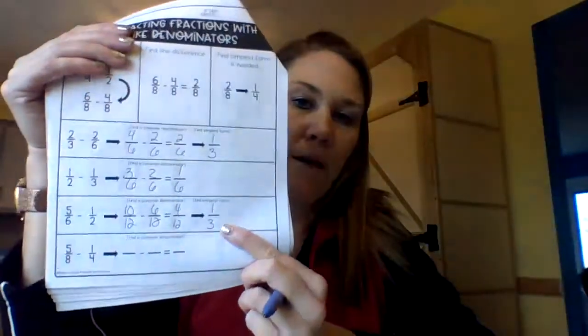Well, 2 times 6 is 12, so 1 times 6 is 6. Now we can subtract. 10 minus 6 is 4. Keep your denominator, 12ths. Is that simplest form? No. You have to divide. Ooh, this one's great. 4 divided by 4 is 1. 12 divided by 4 is 3. Simplest form is 1/3.